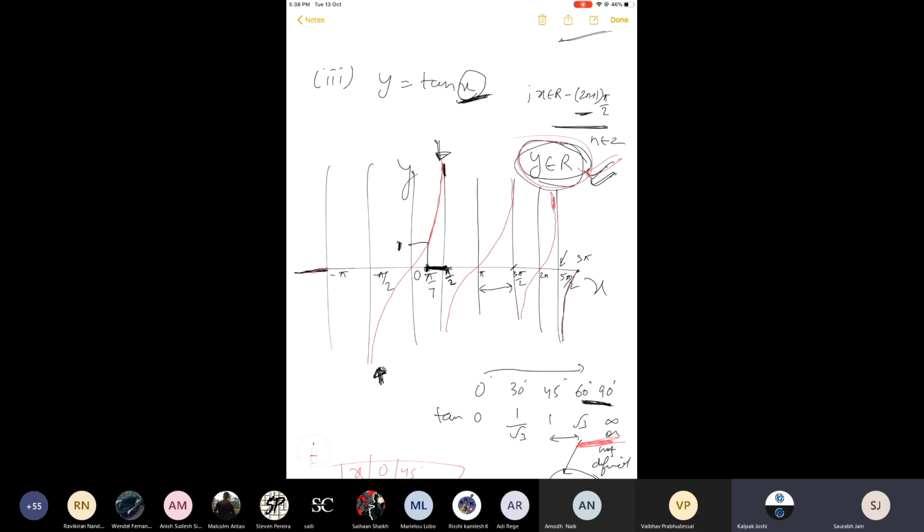Sir, can you please show the next graph? Sorry, can you please repeat? Sir, can you please show the cosec graph? Yeah, sure. Here it is. Actually I have provided you PDFs. All these graphs are drawn there much more properly.